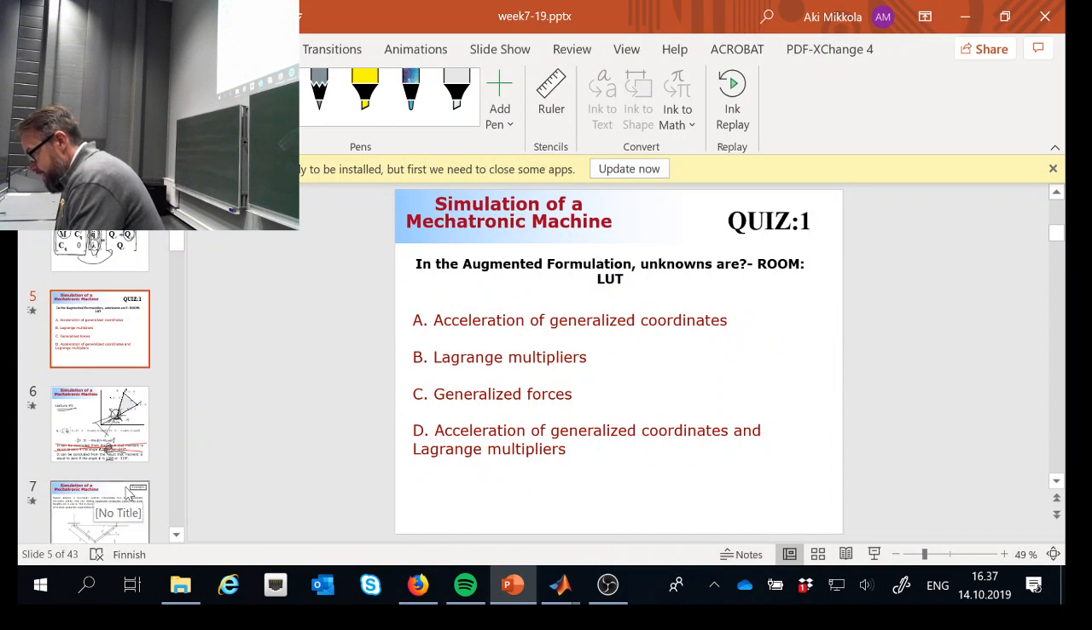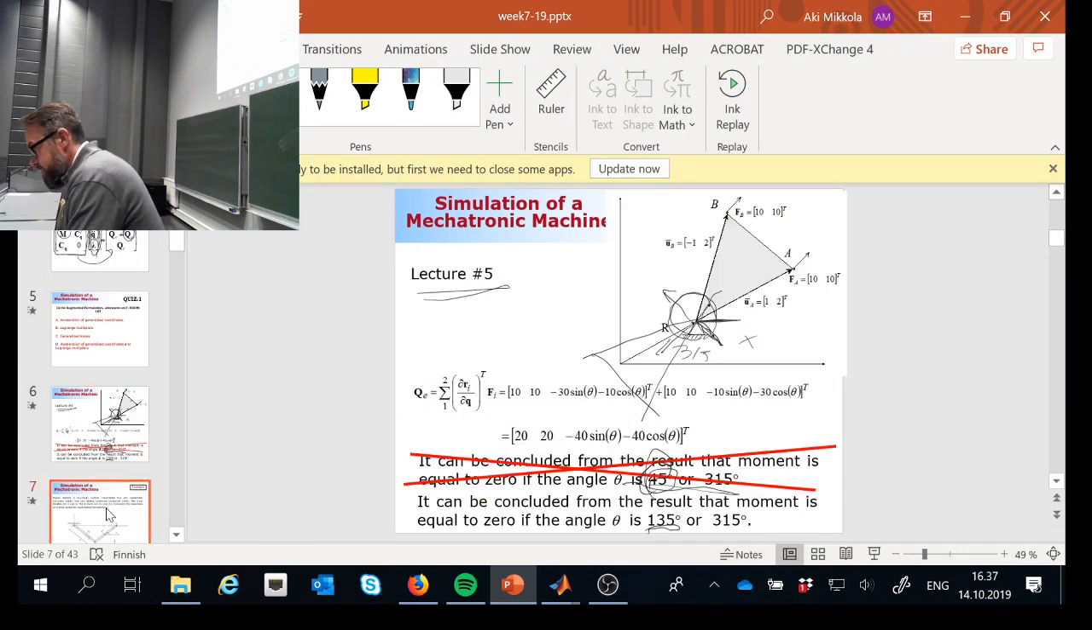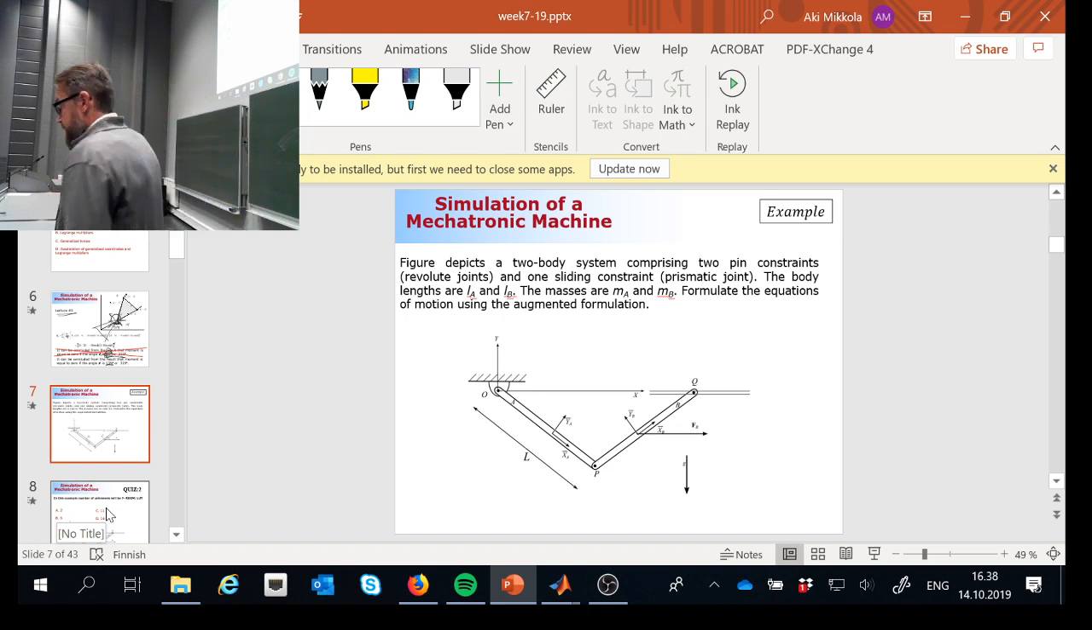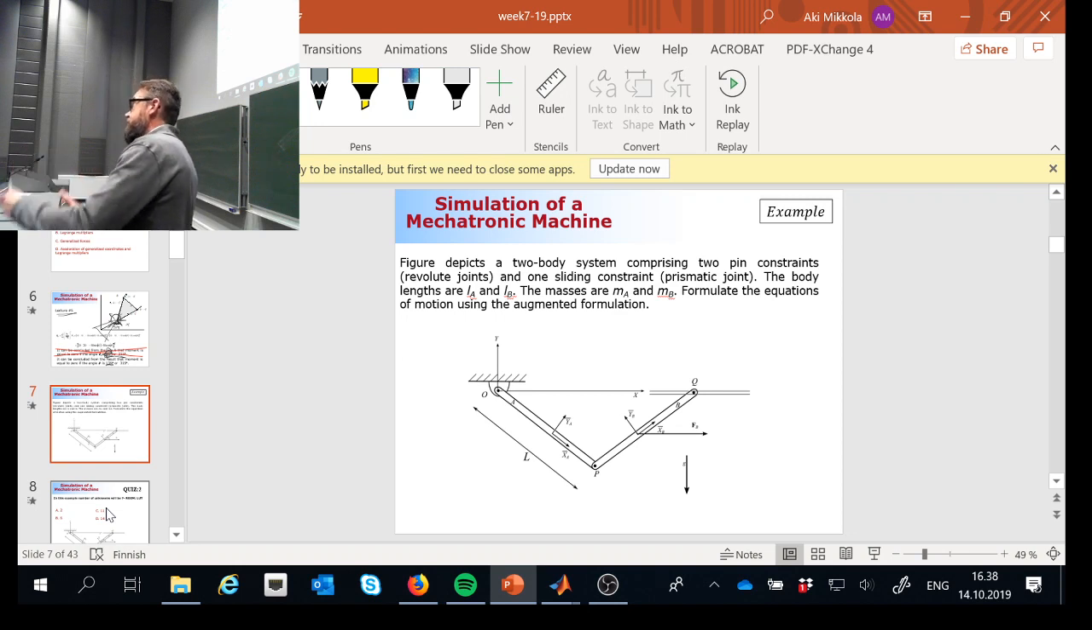We were here, and now what I'm going to do next is solve another example based on this formulation, an example which now consists of two moving bodies. That's what we looked at shortly last week too. So how many generalized coordinates do I have in this system? That's 6, because I have two moving bodies, and each of the bodies has 3 generalized coordinates. How many constraint equations?